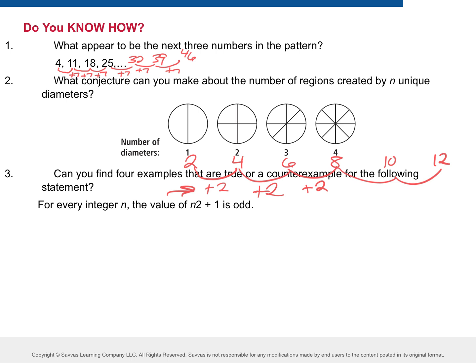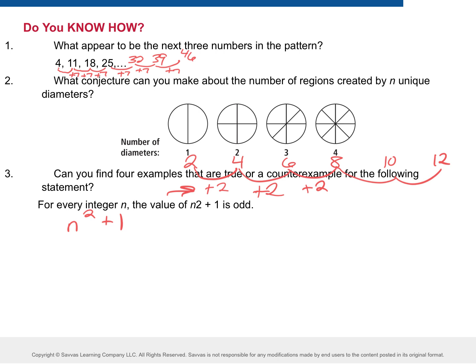Number 6, counterexample. So it did not tell you if it was true or false. Okay, it told you to figure it out. So for every integer, again, what's an integer? A negative or positive number n. The value of n squared plus 1 is odd. So if it ever gives you an equation like this, you're probably going to start plugging in numbers.